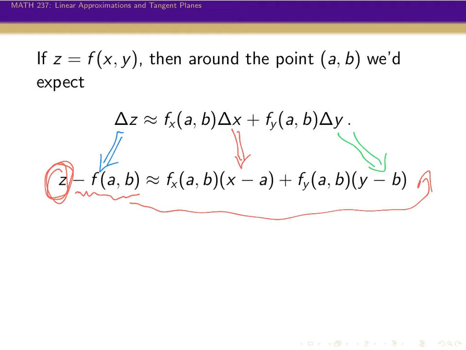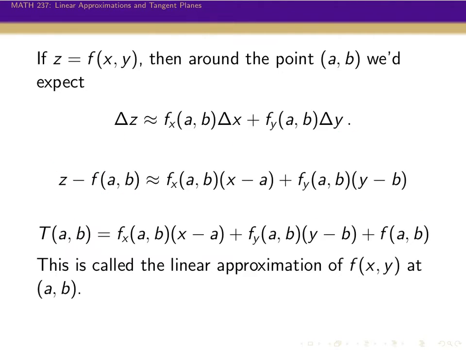And so if we're solving for z, well, we get a new function. And actually, this shouldn't say ab, this should say x, y. We get a new function that's in terms of the variables x and y. The a's and b's and the values of the partial derivatives are all constants. So this is what z has become. This is our approximation. And so this is what's called the linear approximation of f of xy at ab.